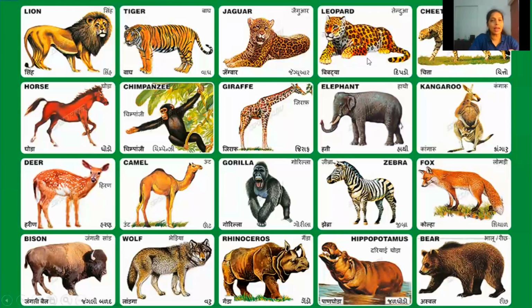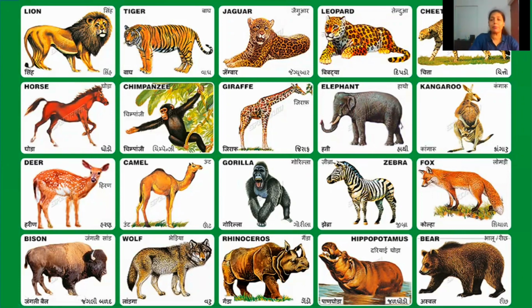So what do these animals eat? Some eat plants, some animals eat other animals, and some eat both. Some eat flies and insects. So many things they eat, correct? Animals like lion, tiger, leopard, jaguar, cheetah are carnivorous animals. What do you mean by carnivores? They eat animals. Whereas horse, chimpanzee, kangaroo, zebra, what do they eat? They eat plant sources. And what does the fox eat? Fox eats both.